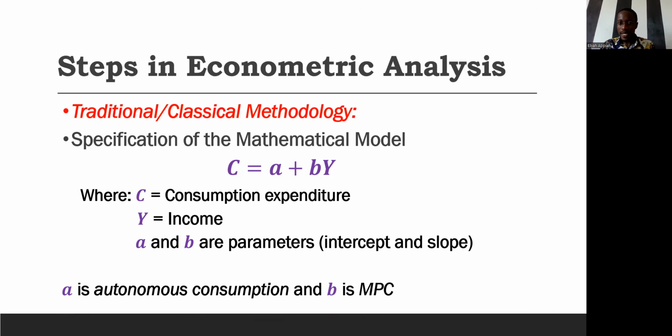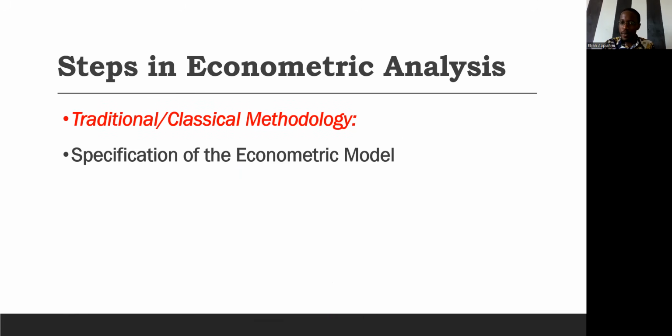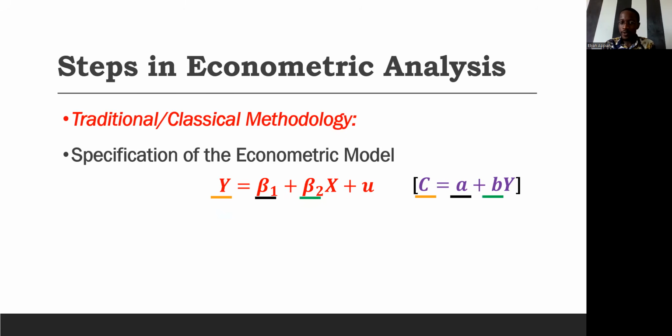So after specifying the mathematical model, we go ahead and specify the econometric model. So the econometric model will take this form, Y equals, then we use the Greek counterpart as parameters. Beta 1 plus beta 2x plus, then we add another term called U. If we compare this econometric model with the mathematical model stated for the consumption theory, then we would find out that the Y in the econometric model represents the C in the mathematical model. So the Y there represents consumption. The beta 1 is the intercept. Beta 2 is the slope. X in the econometric model is the income in the mathematical model.